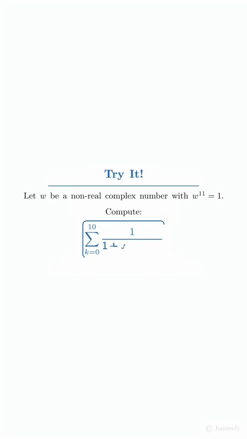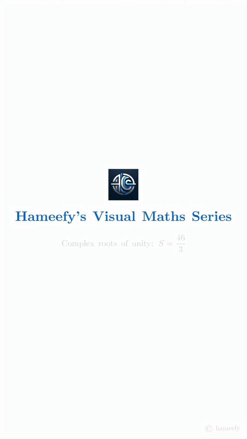Before we finish, here is a challenge for you. This time let w be a non-real complex number satisfying w to the 11th equals 1. Can you compute the analogous sum from k equals 0 to 10? The same method works. Check whether 3 and 11 are coprime and follow the same steps. Drop your answer in the comments.